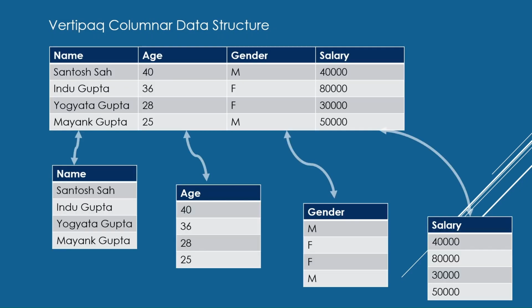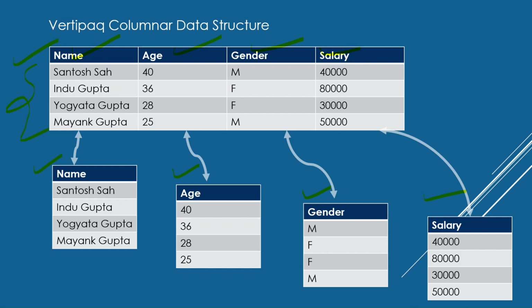So let's understand how the Vertipaq columnar data structure stores the data behind the scenes. Suppose this is the table. Okay, it has 4 columns. In Power BI, the table will not be stored as it is. What will it do? It will store the data based on the column. This is one column, stored separately. The age column is stored separately, the gender column is stored separately, and the salary is stored separately.